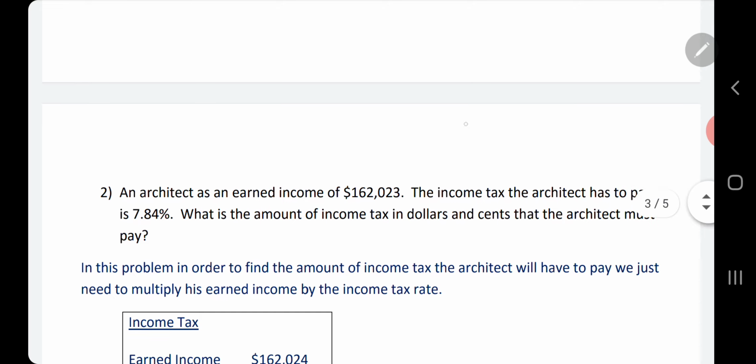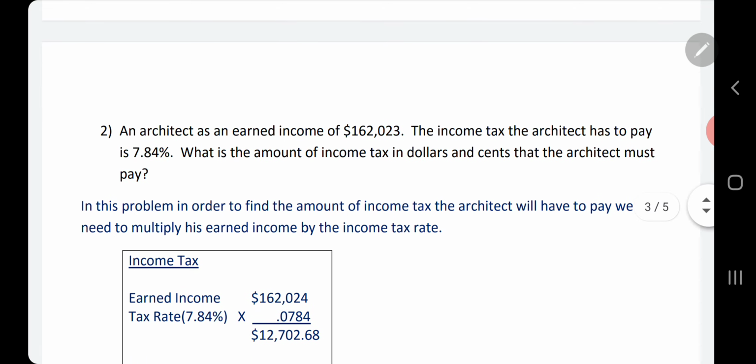Okay, moving on. We got an architect who has an earned income of $162,023. The income tax the architect has to pay is 7.84%. That is a fixed rate. So what is the amount of income tax in dollars and cents that the architect must pay?